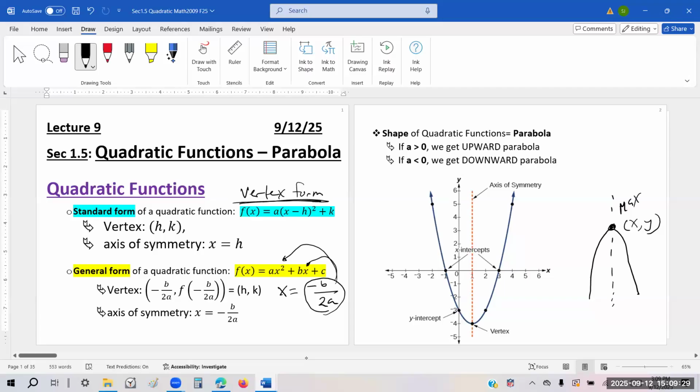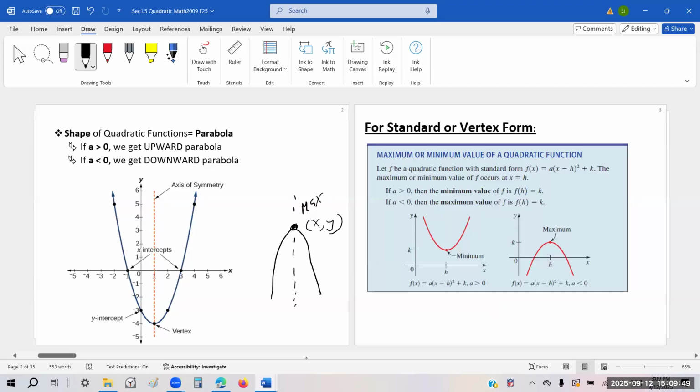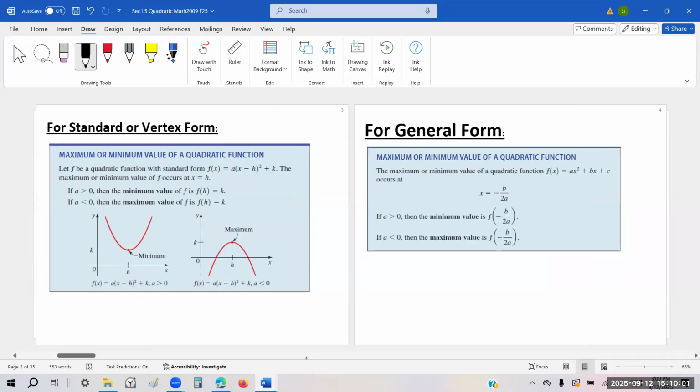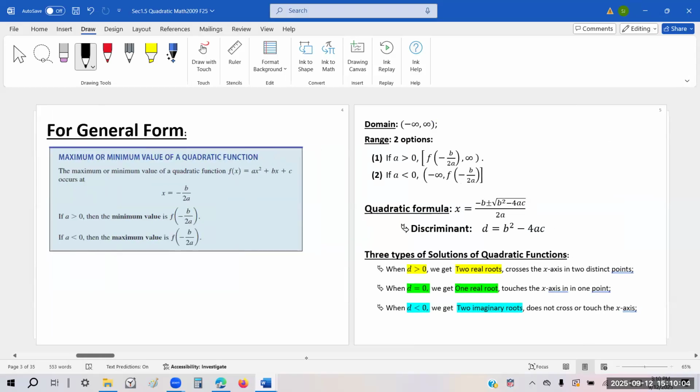On this page, we said when the leading coefficient, how do you know when you have an upward or when you have a downward parabola? When our leading coefficient a is a positive number, we have upward parabola. When the leading coefficient is a negative number, we get downward parabola. This page is saying when you have an upward parabola, we have a maximum, and when you have a downward parabola, we have a minimum. Ignore this because I already explained.